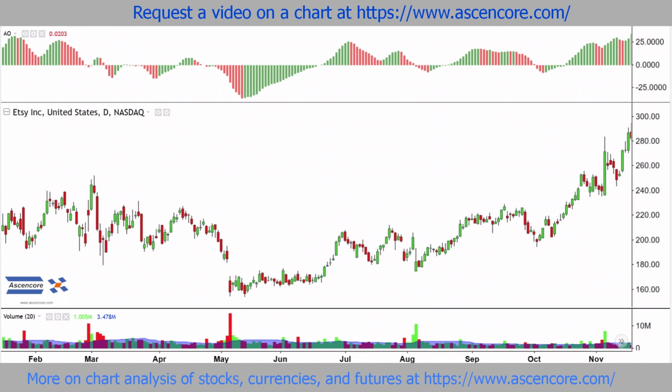As you may remember from the last video, a zero-line crossover will often be less decisive when price and the awesome oscillator are in a defined range. That's why this bullish zero-line crossover is less significant.